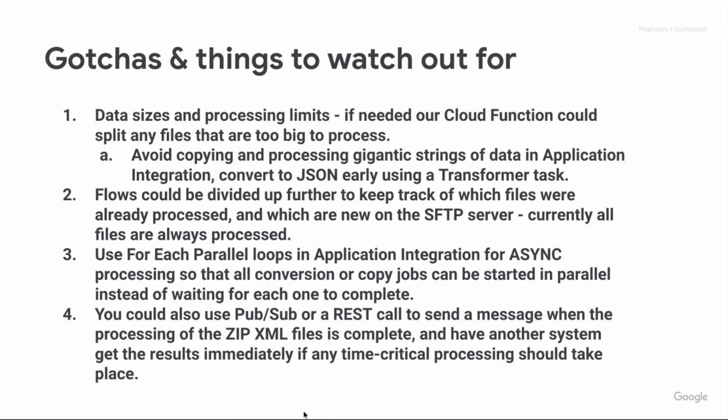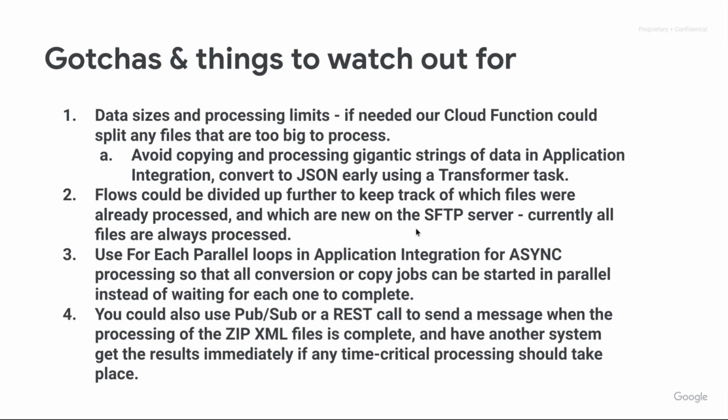So a couple of gotchas and things to watch out for. There are data size and processing limits in application integration. So it's easy and helpful to leverage cloud functions to split and process large files that might need additional memory and processing power. Additionally, in application integration, avoid copying and processing gigantic strings of data because that eats up memory and can hit those limits. So that's why it's a good idea to convert to JSON early if you're going to use JSON anyway in a transformer task and pass off the heavy processing if needed to a cloud function.